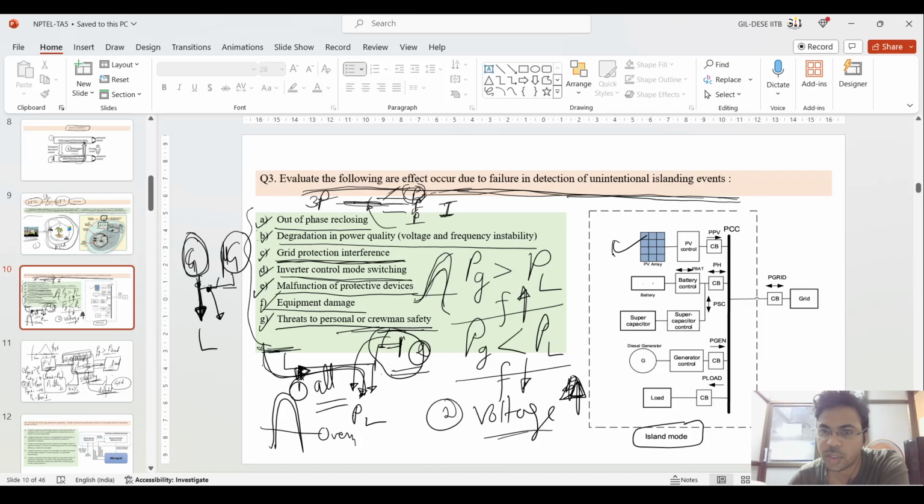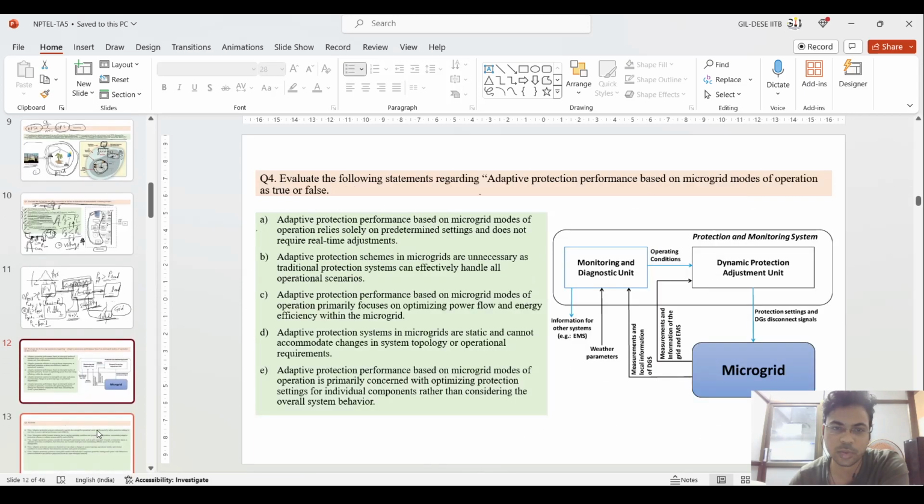In the right side image, I have given an example of the islanded mode. If you see the upper side, the PV array is connected to PV control and this circuit breaker. Then one battery is connected through battery control, and one super capacitor with super capacitor control. Each device has its own control, so that it can disconnect from the main grid when the islanding situation occurs, to avoid any over voltage or frequency problem. This is the main situation.